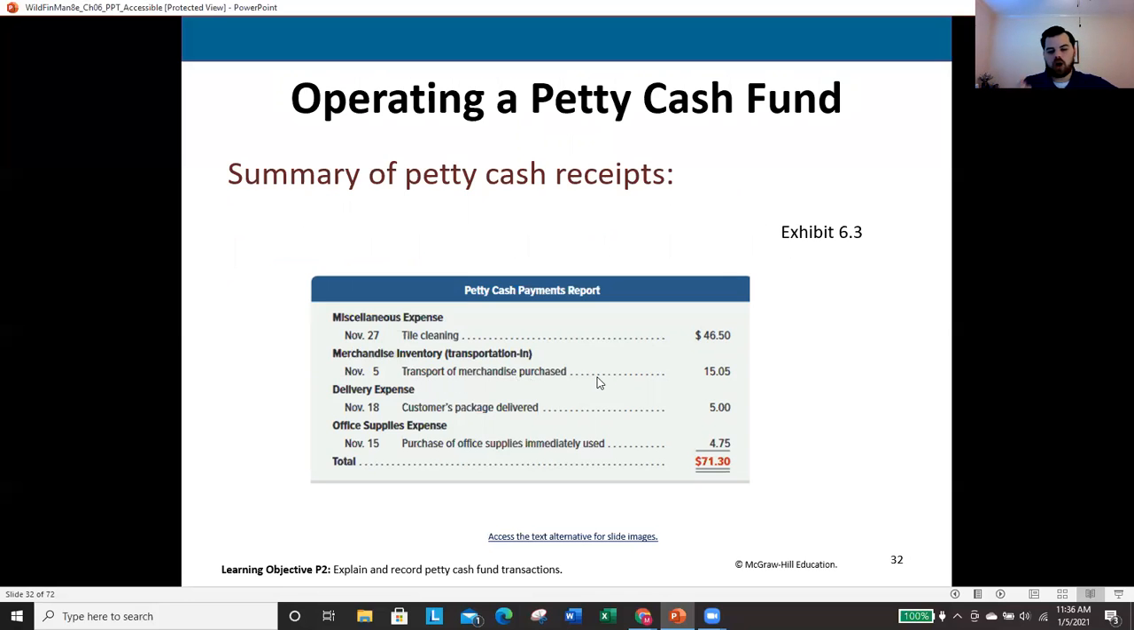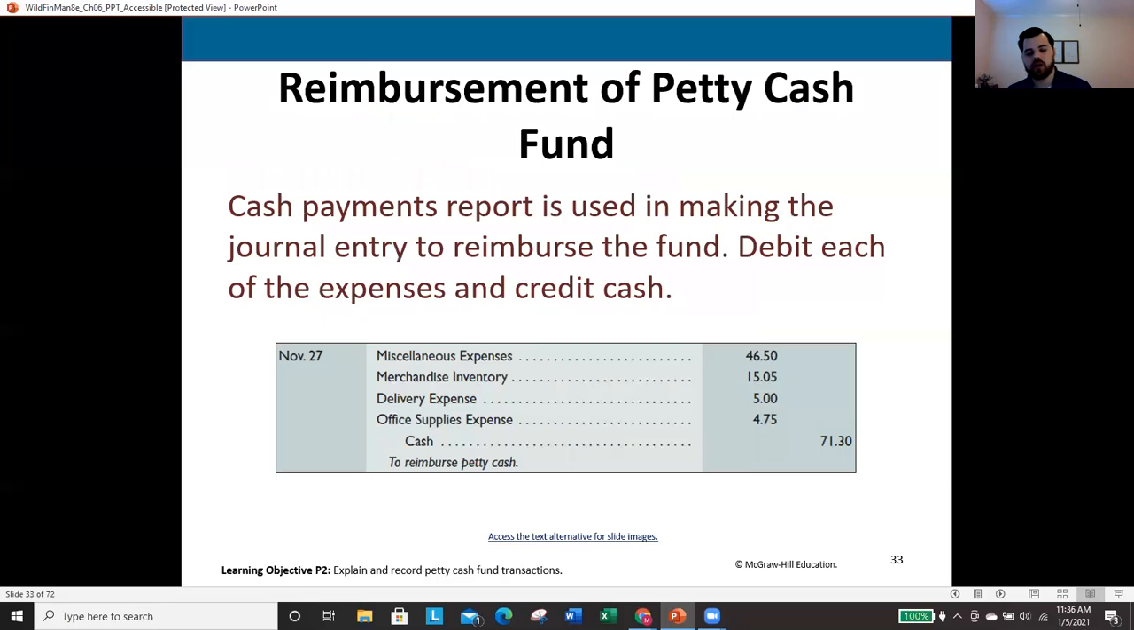Remember, the cost of inventory is not just the purchase price. It also includes any cost necessary to get that delivered. So in this case, since we paid the shipping as the buyer, that must go into merchandise inventory, consistent with what we saw back in chapter 4.